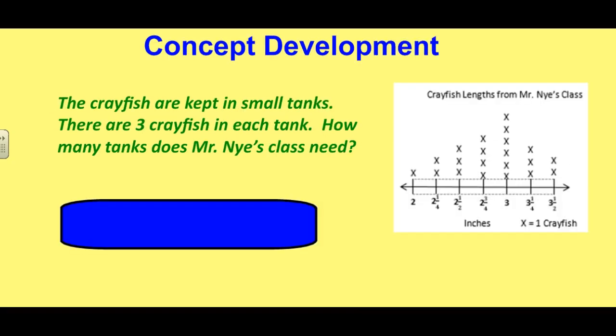The next question says, the crawfish are kept in 3 small tanks, and there are 3 crawfish in each tank. How many tanks does Mr. Nye's class need? So we just figured out that Mr. Nye's class has 21 crawfish, and the crawfish are in small tanks, and there's 3 crawfish in each tank.